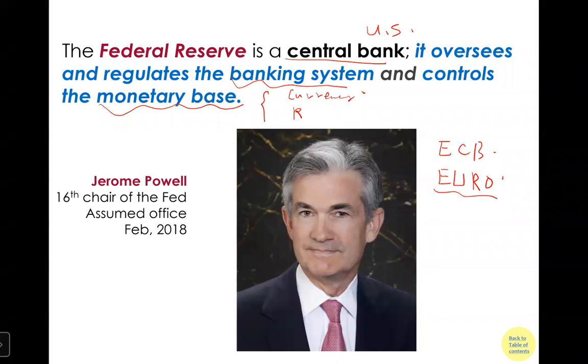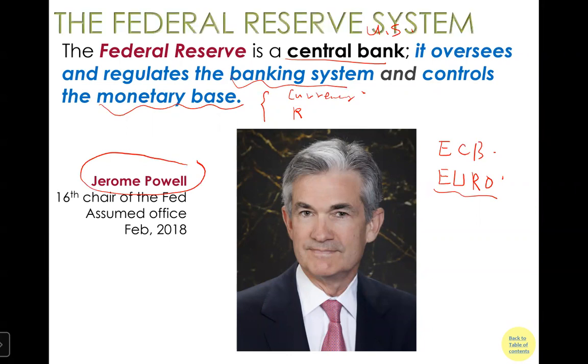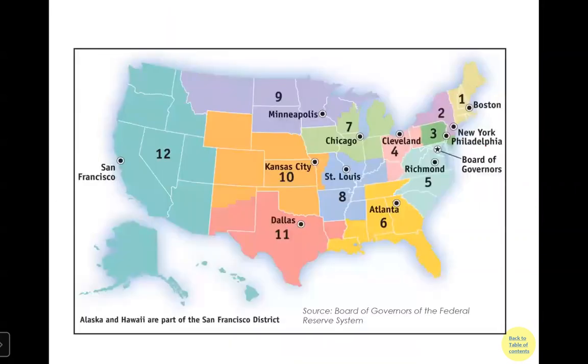So the current chair is Jerome Powell. And here's a map of each district. There are 12 districts, right? The Board of Governors is kind of the headquarters. So we are here in Nebraska, and we are supervised by the Kansas City Federal Reserve Bank, right? And here, this New York Fed is pretty important because this is where Wall Street is located.